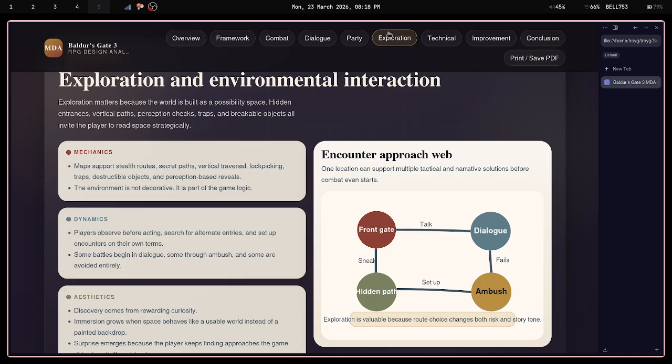This is a strong example of how environmental design can support role-playing. Different players can approach the same space in very different ways, and the game usually supports that flexibility.